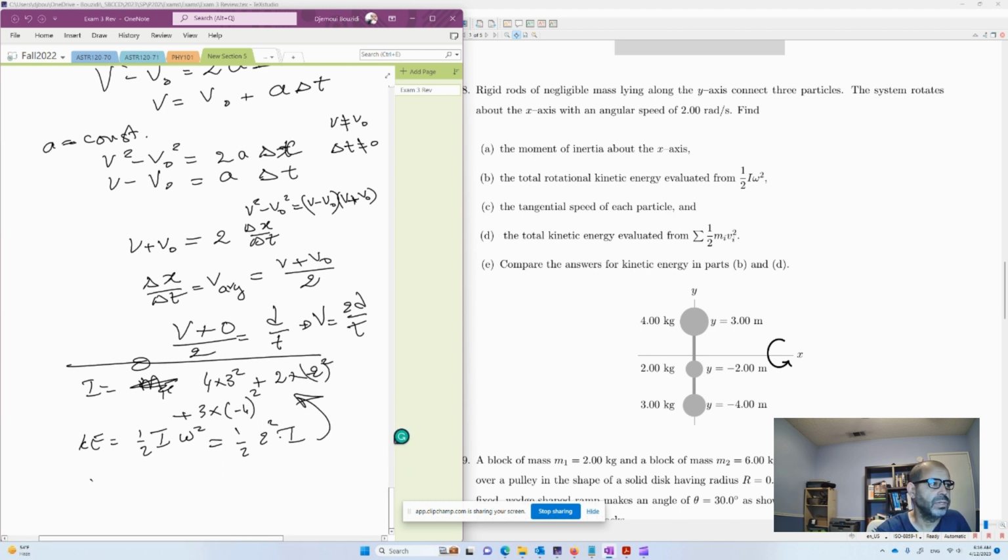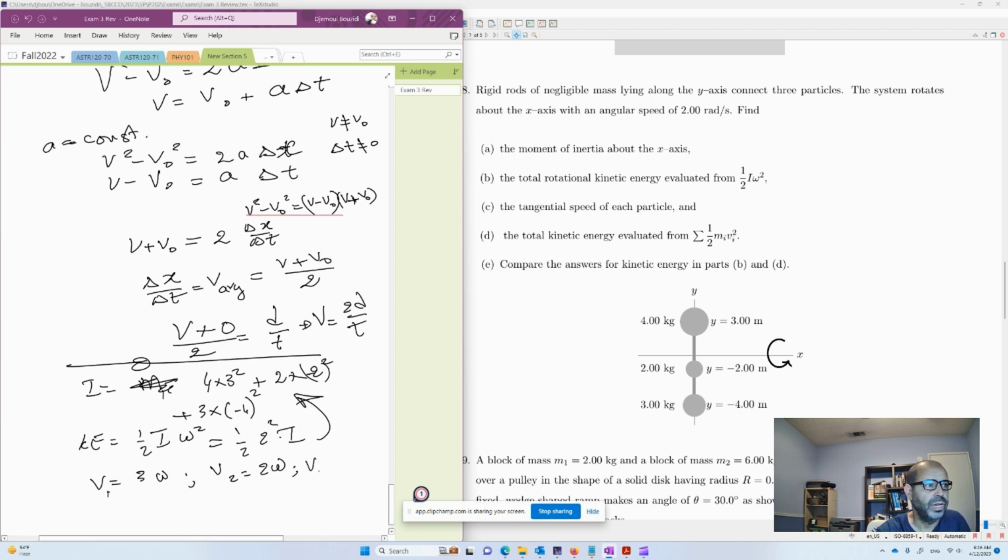So again, the velocity of the first particle is equal to its distance, which is 3 meters, times omega. So it's 3 times omega. This is for particle 1. Particle 2 is at a distance of 2 meters, so again, it's 2 times omega. Again, we're looking at the distance, we're not looking at the coordinate. It's going to be a positive number.